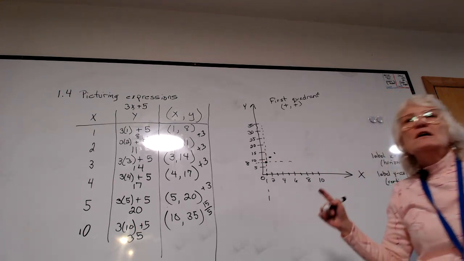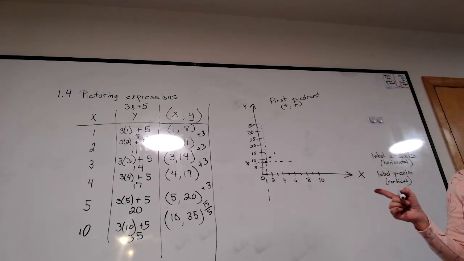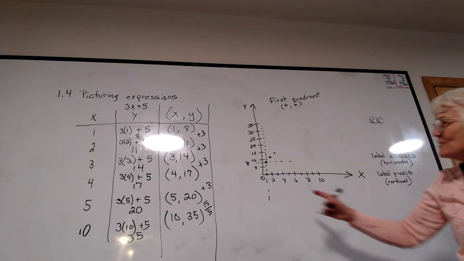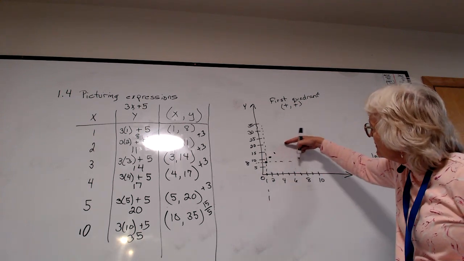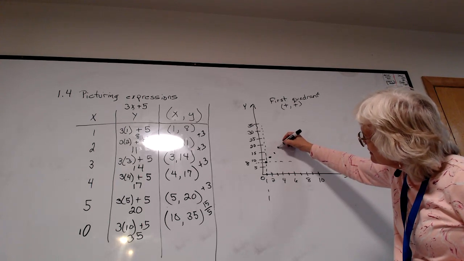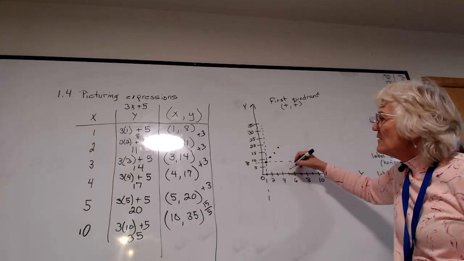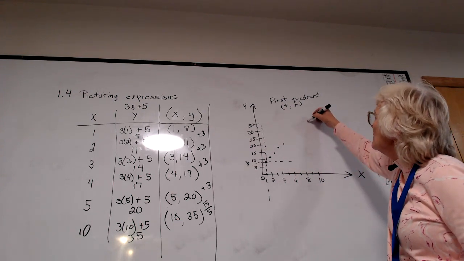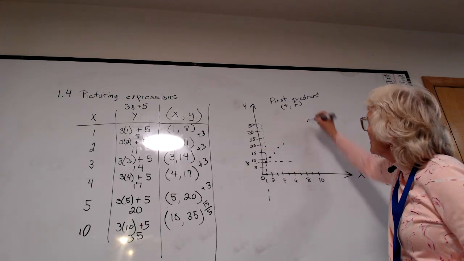When you draw ones like this that don't have graph paper, they're not always going to be perfect. Okay, just know that. So 4, 17 is going to be about up here. I think. I'm looking at this crooked. 5, 20 is right here. And then we go to 10, 35 right here.